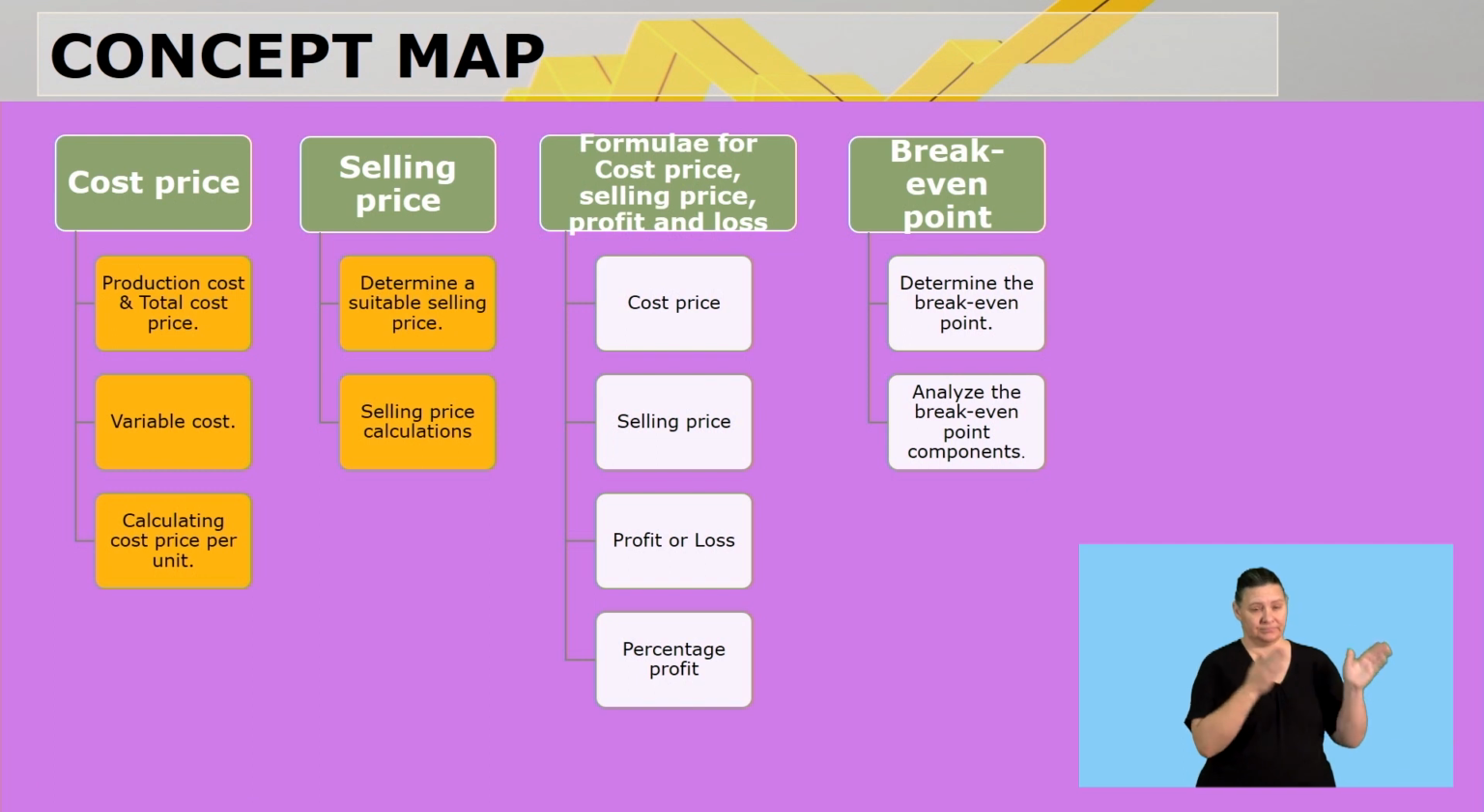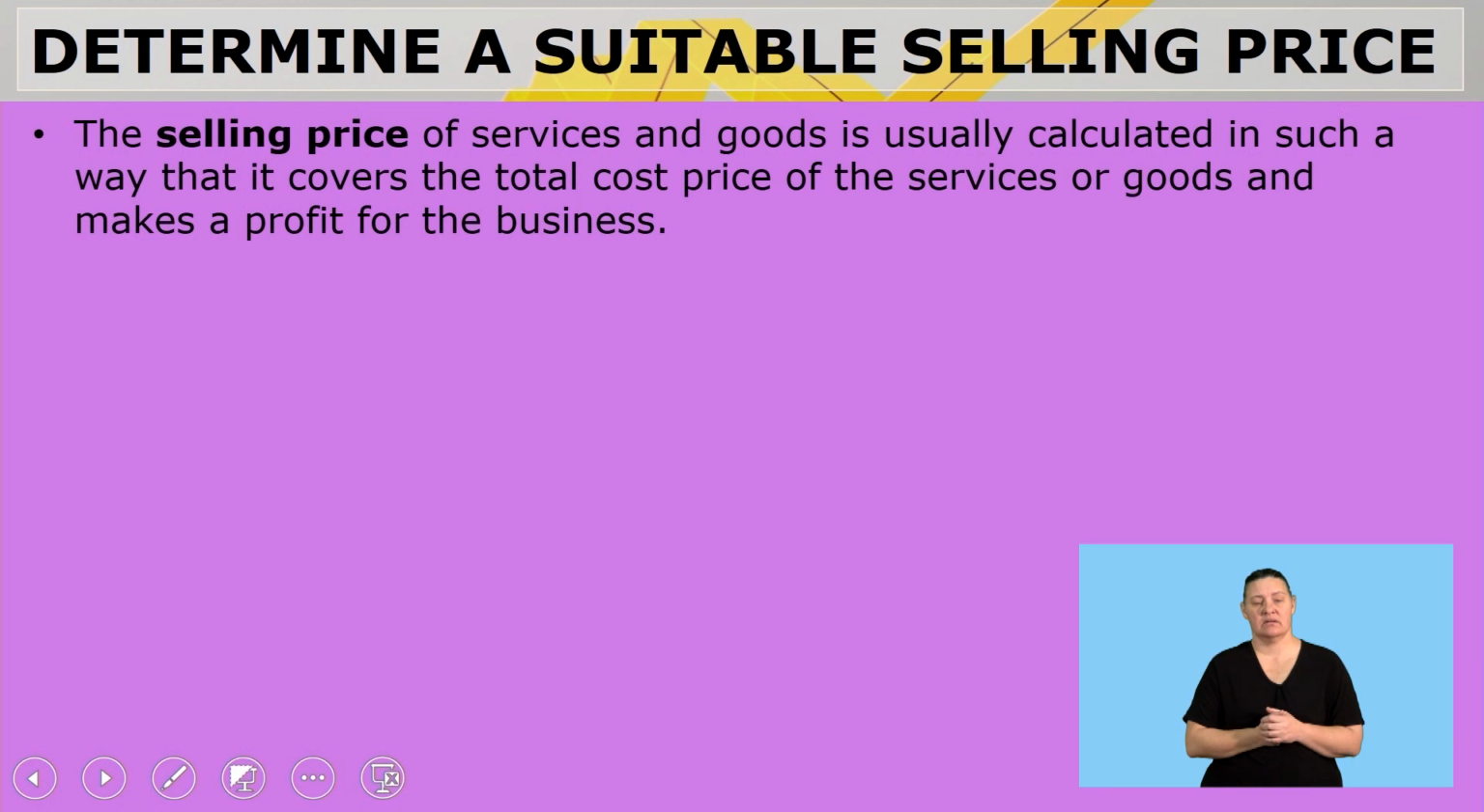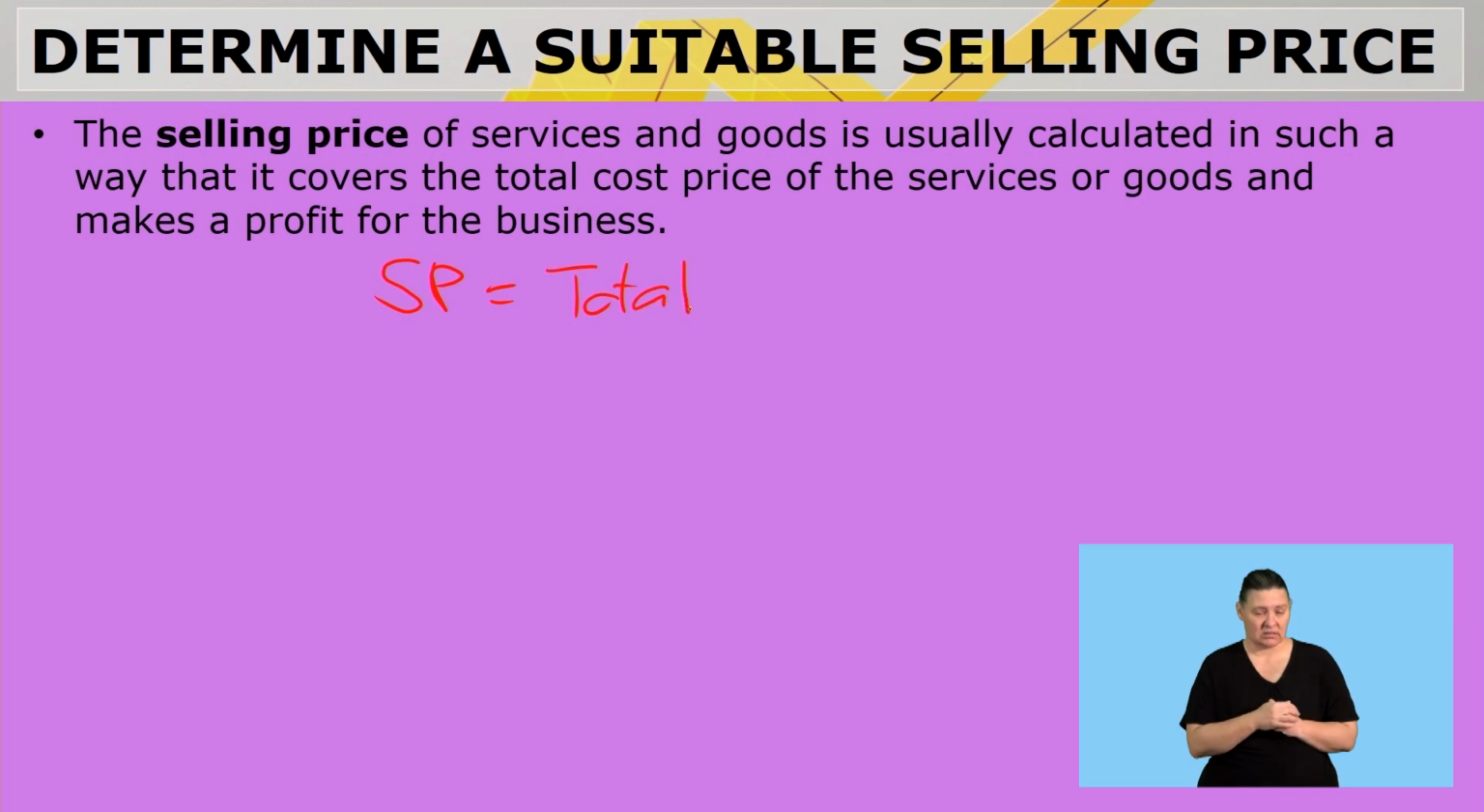Let's look at selling price. To determine a suitable selling price, the selling price of services and goods is usually calculated in such a way that it covers the total cost price of the service or goods and makes a profit. So my selling price is going to be my total cost price plus my profit that I'm going to add.